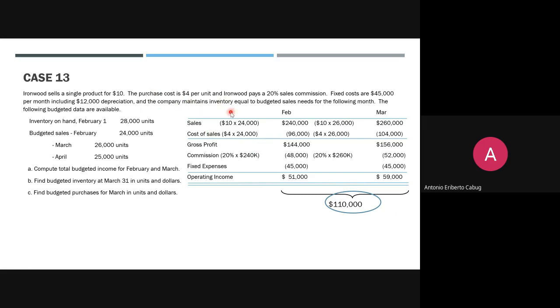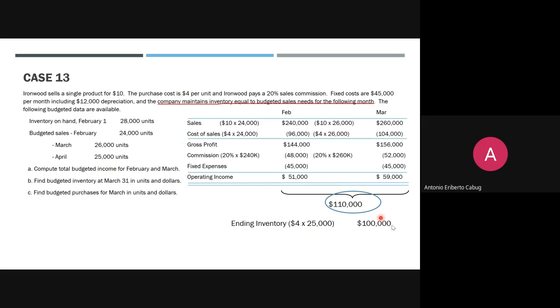The company maintains inventory equal to the budgeted sales needs for the following month. So if everything is going according to plan, the budgeted sales for March is 26K. So by the end of February, we should keep 26K. Yan yung clue, ha? Yun yung sinabi sa atin dito, no? So, by March, we should maintain the sales for April. End of March, we should maintain 25,000 because that is next month's sales. The answer is 25,000 units.